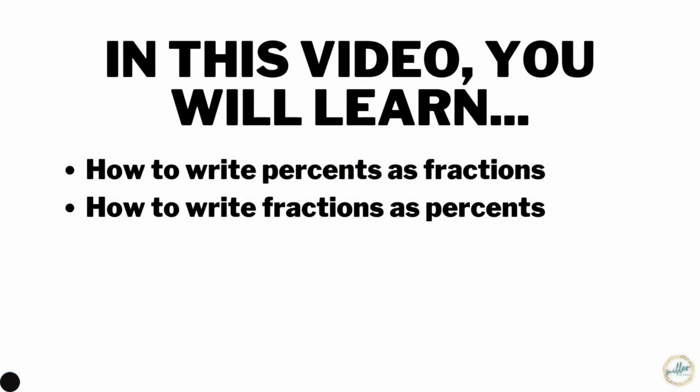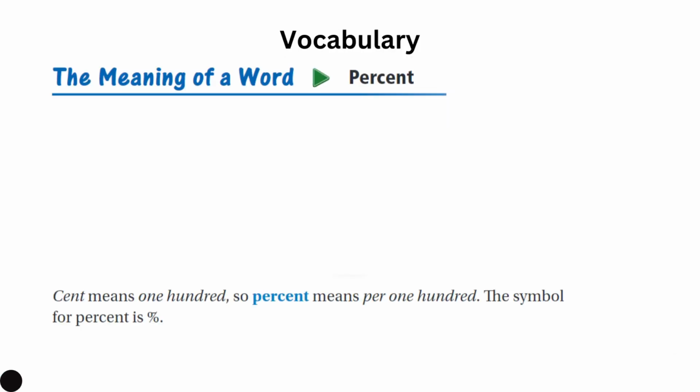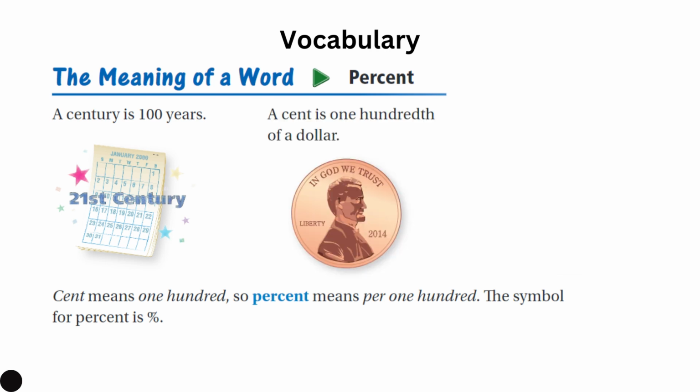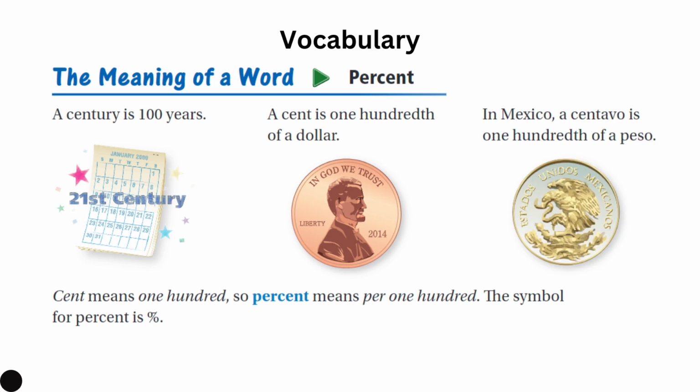In this video, you will learn how to write percents as fractions and how to write fractions as percents. Cent means 100, so percent means per 100. A century is 100 years. A cent is 1/100th of a dollar. And in Mexico, centavo is 1/100th of a peso.